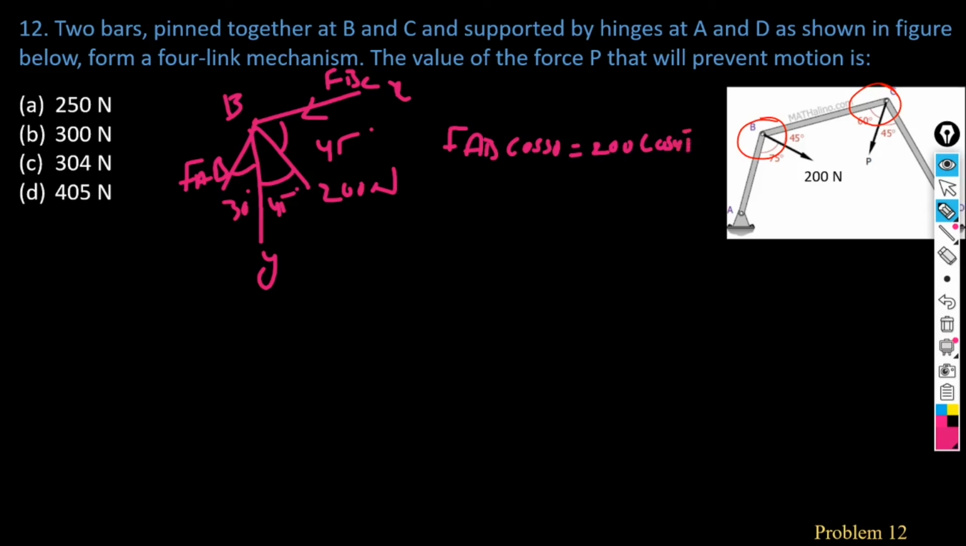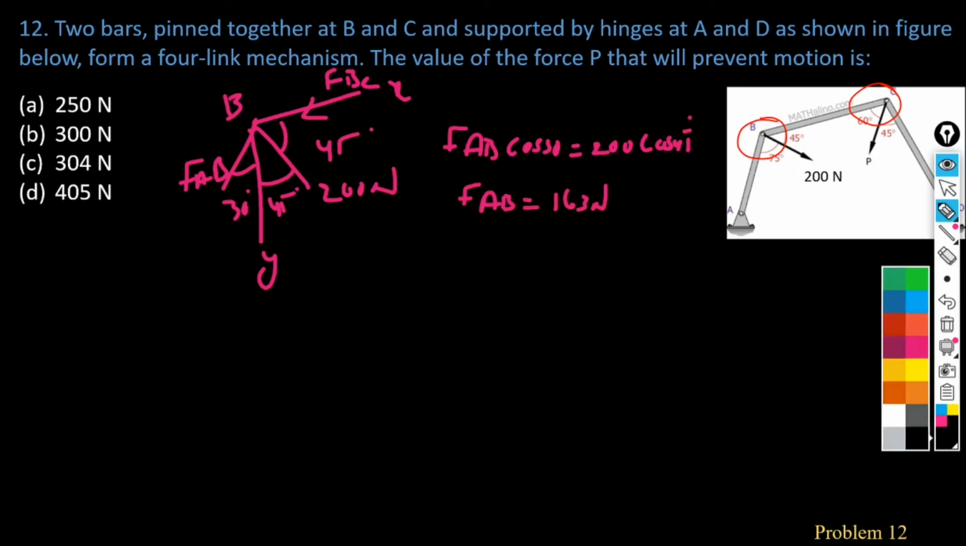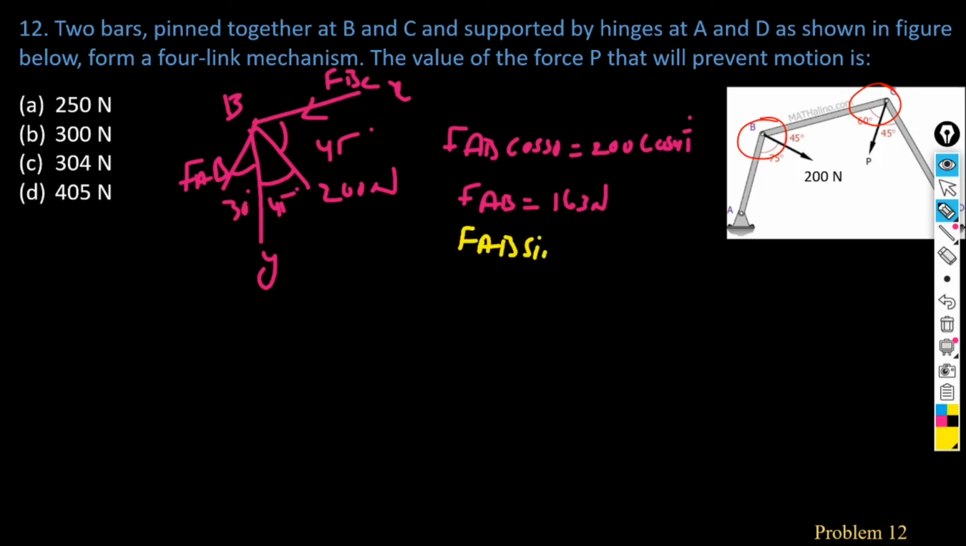Then from here FAB is equal to 163 newtons, and summation of forces along x-axis is equal to 0. Then FAB sin 30 minus FBC plus 200 sin 45 is equal to 0. From here FBC is equal to 223 newtons.